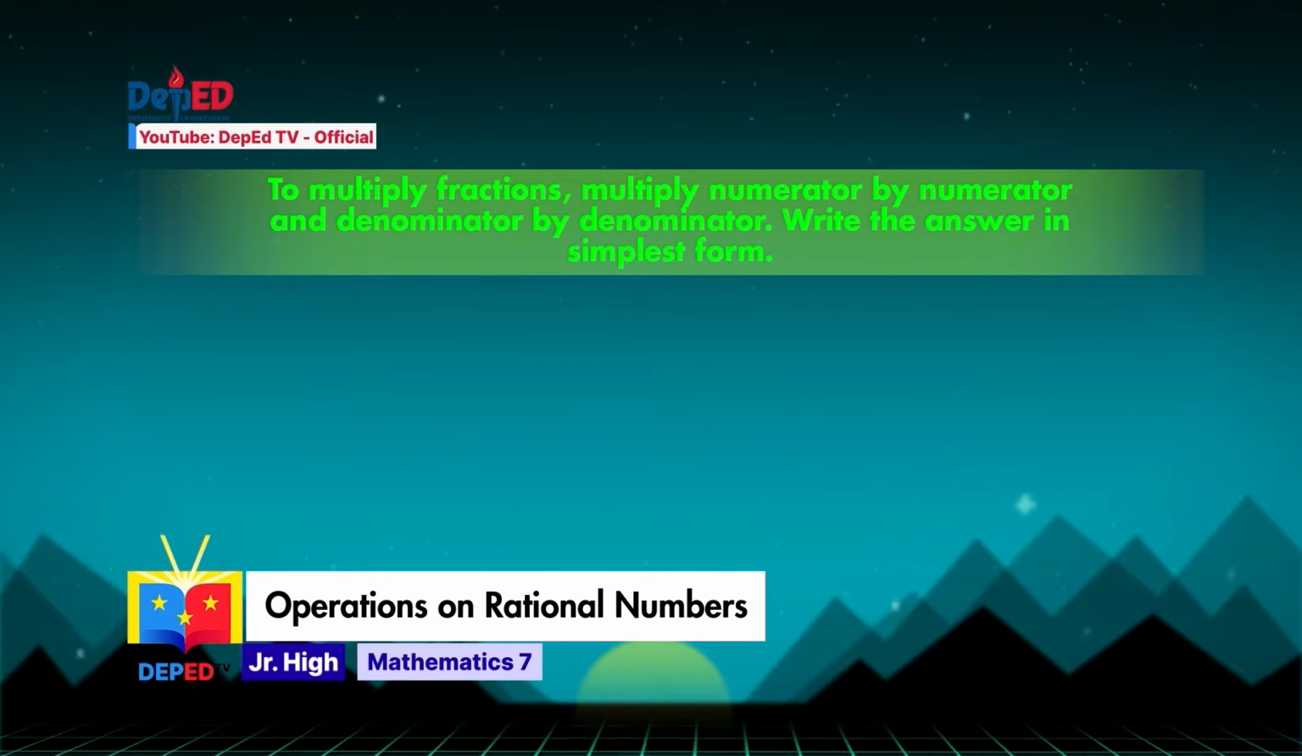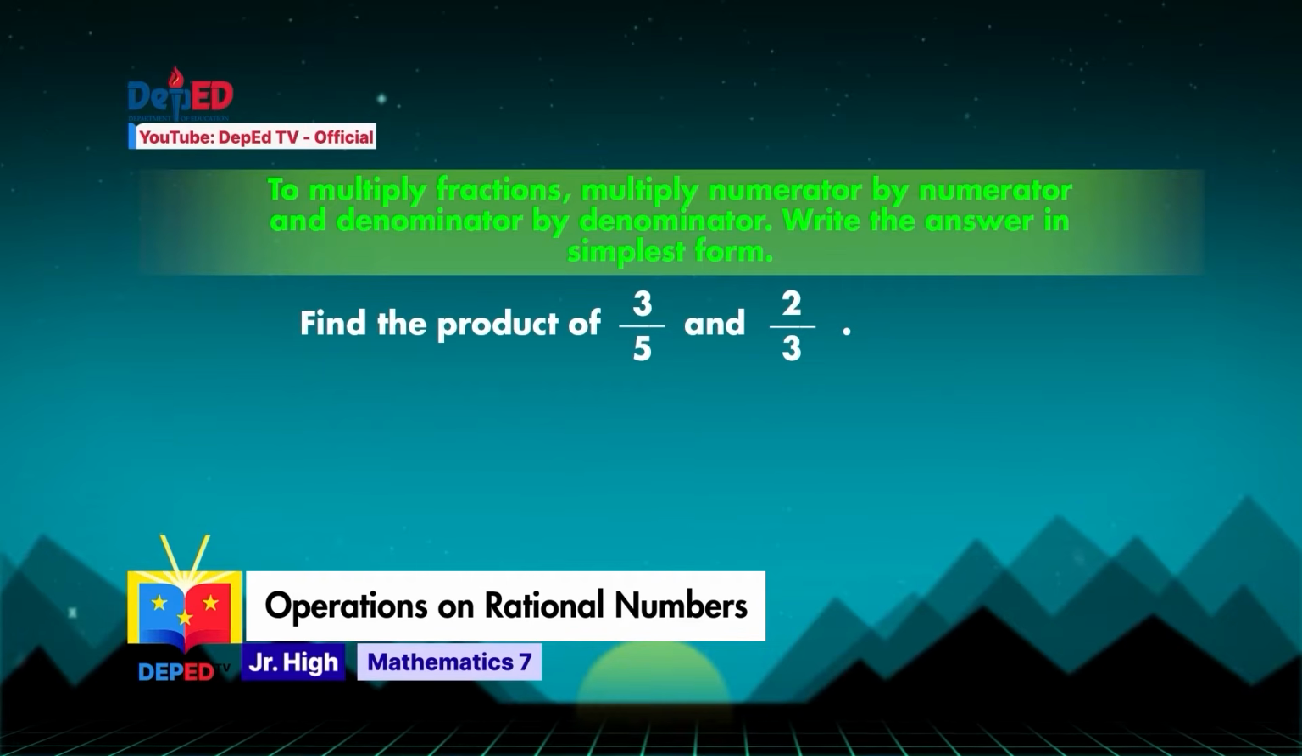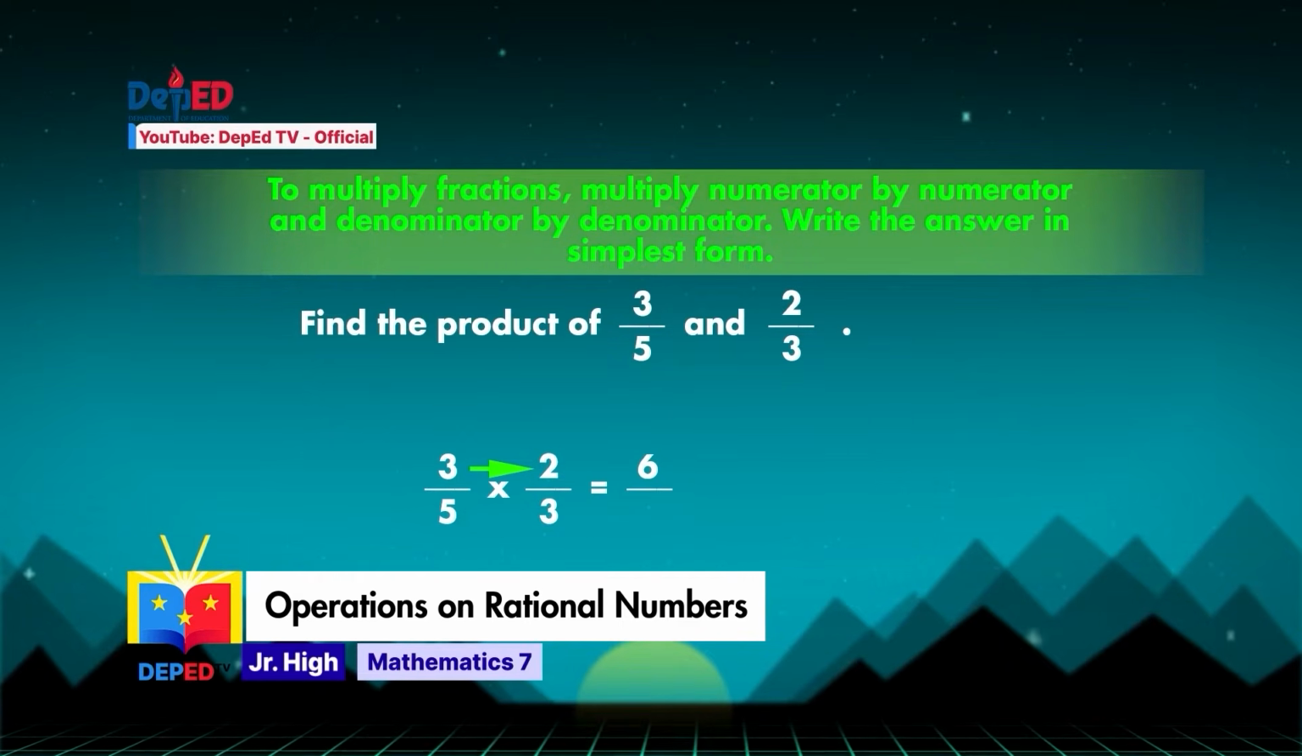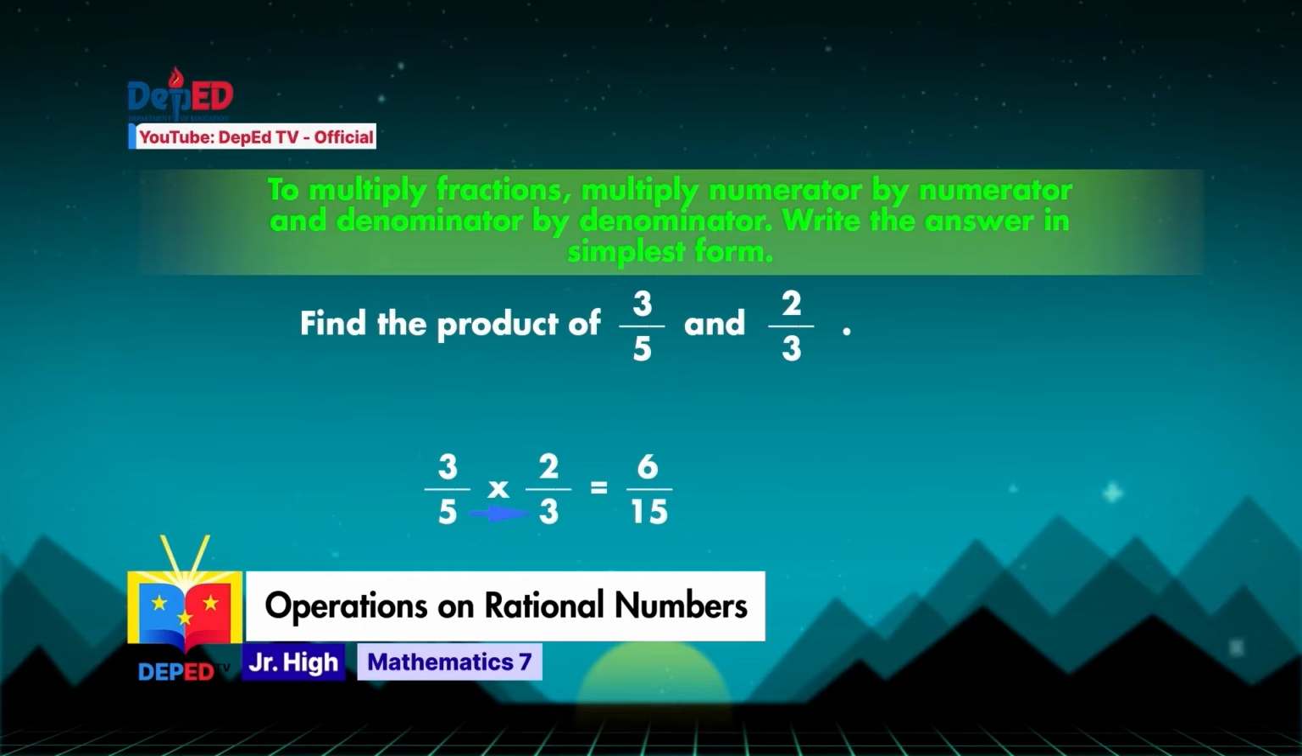To multiply fractions, multiply the numerator by the numerator and multiply the denominator by the denominator. And do not forget to write the answer in simplest form. Let us have an example. Find the product of 3/5 and 2/3. For the numerator, 3 times 2 is 6. For the denominator, 5 times 3 is 15. Thus, our answer is 6/15.